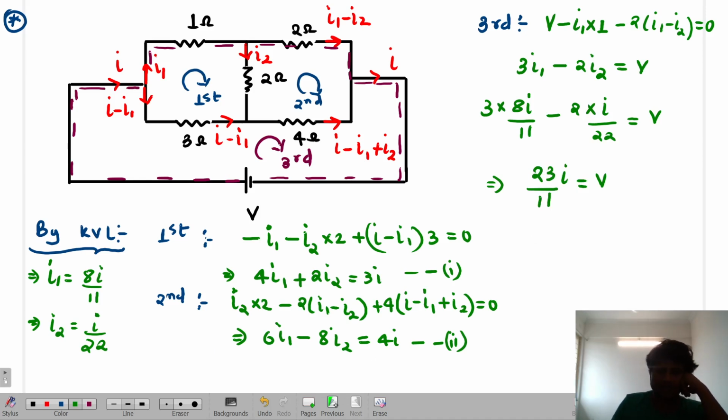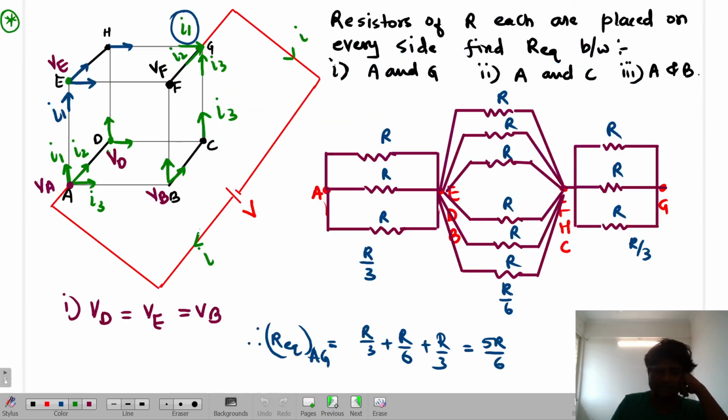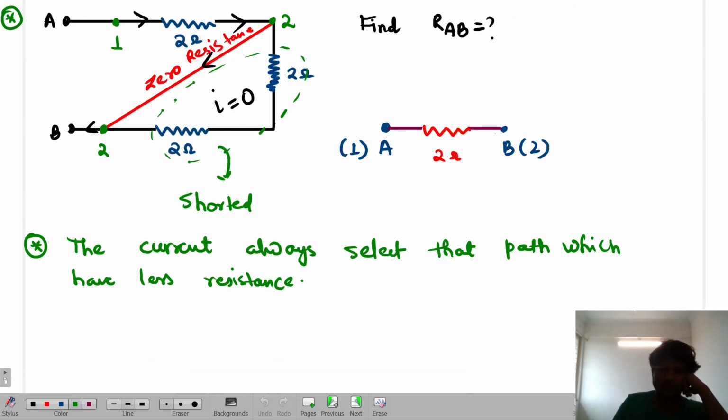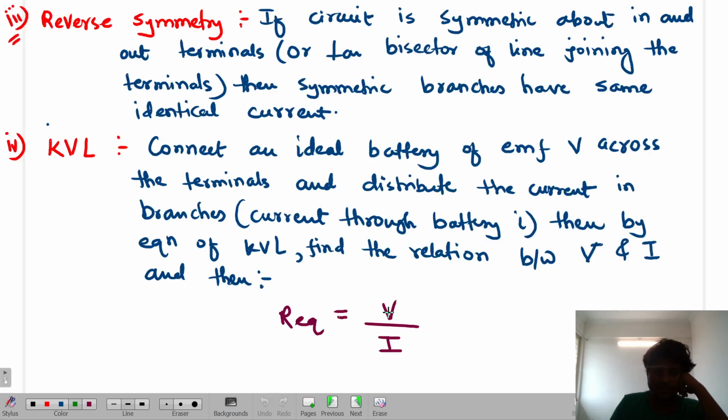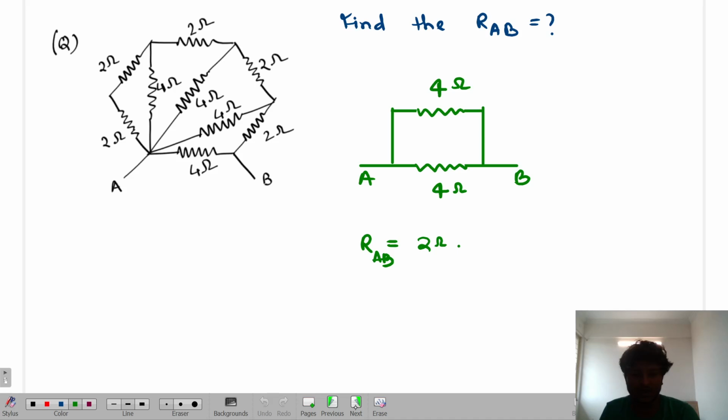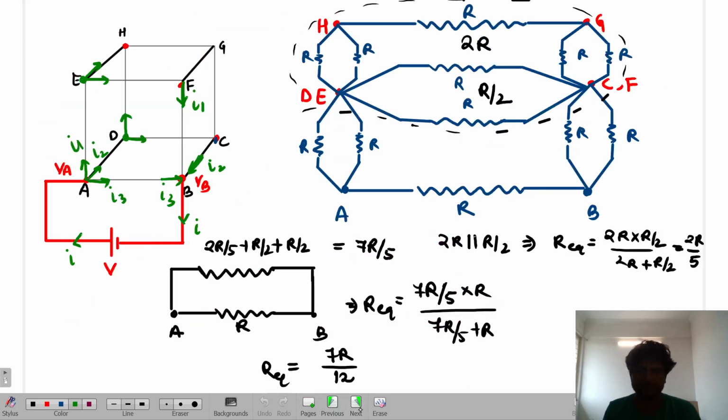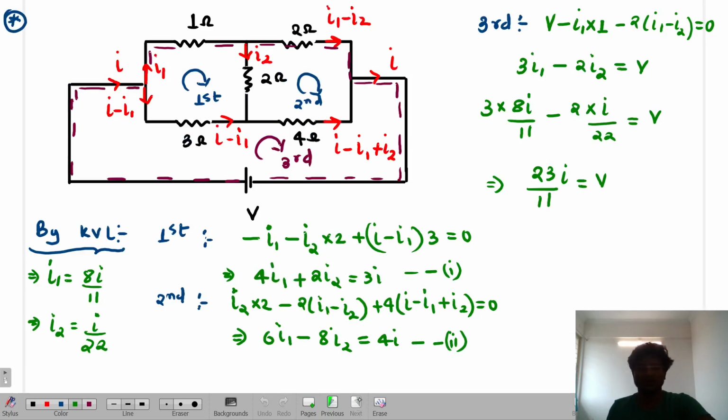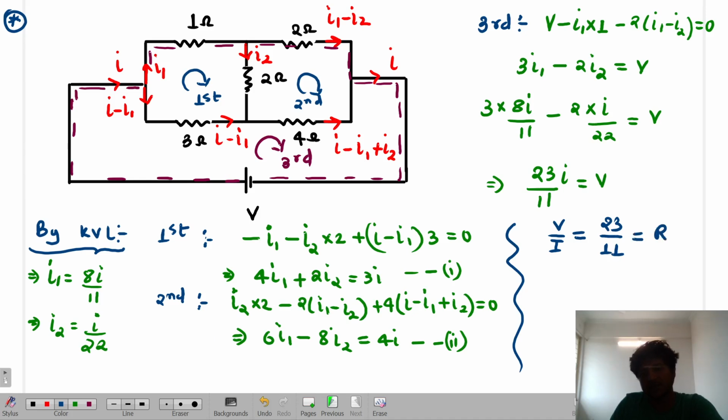And you know what I said, that when you can find the relation between V and I, then the left hand side numerical value is my R equivalent. Are you able to get me? So when I compare this result with R equivalent, I can write now V by I is 23 by 11. So basically this is my R equivalent. Is that clear? Are you able to get me?